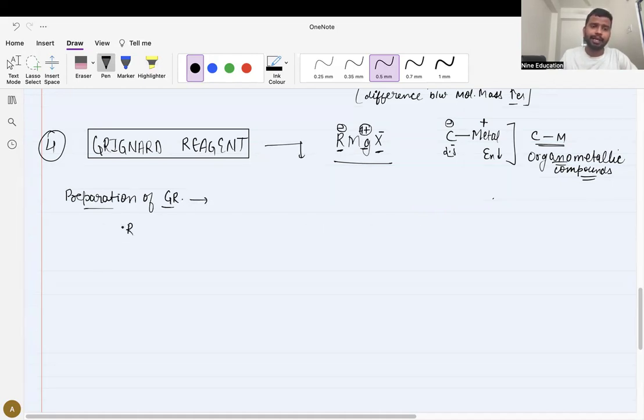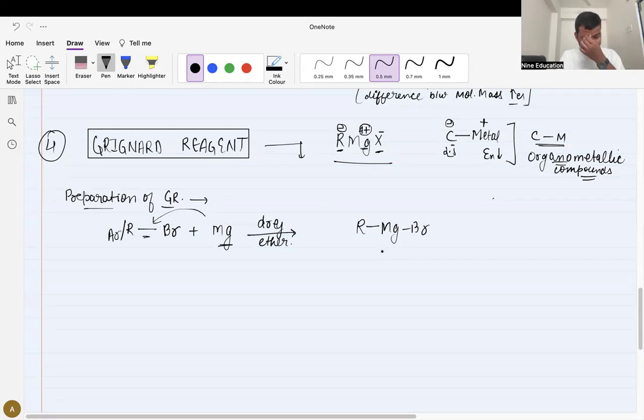देखें, let's say I have aryl or alkyl halides. Let's say I have bromine or chlorine or fluorine, anything you can take. If I put them in magnesium in dry ether, this magnesium will go and will be placed in between R and Br, है ना. So you will get RMgBr, है ना. And this only is known as Grignard reagent.